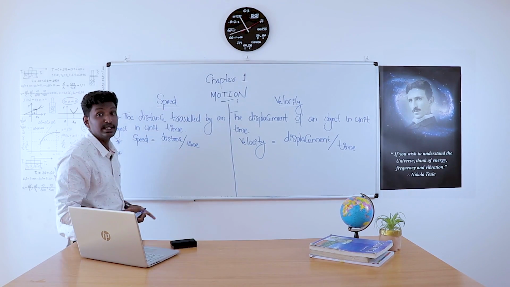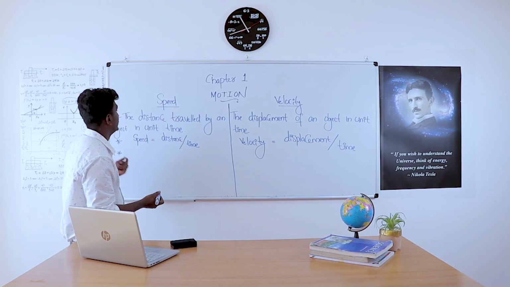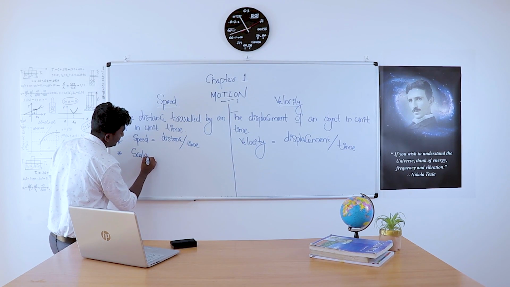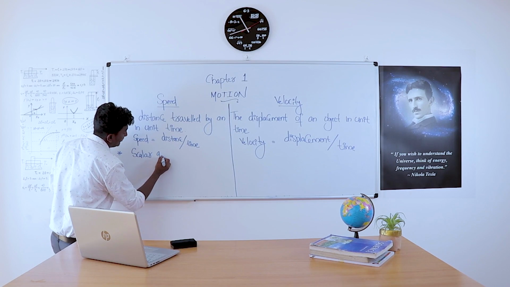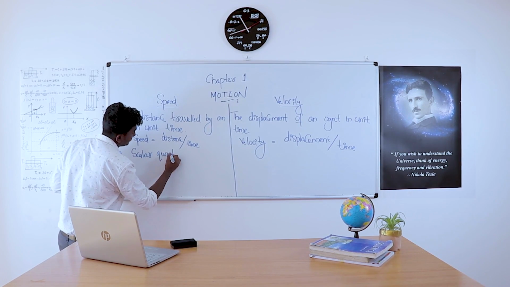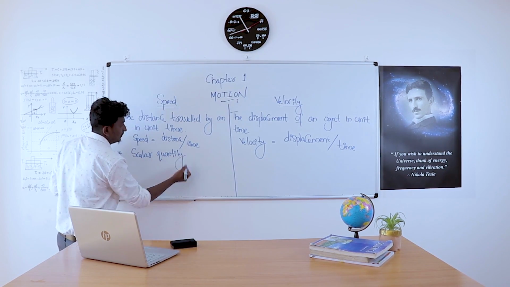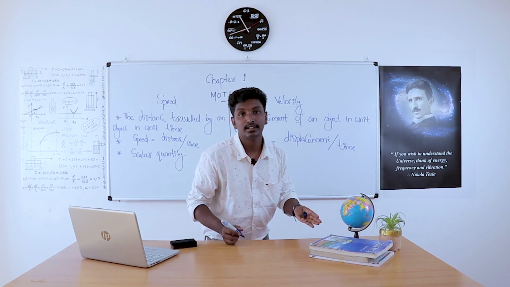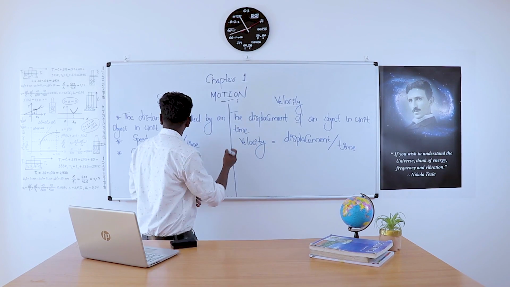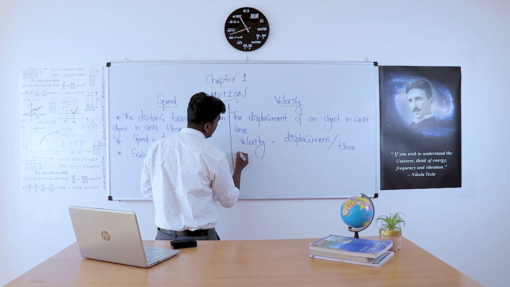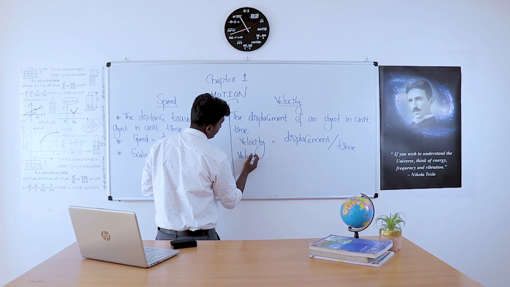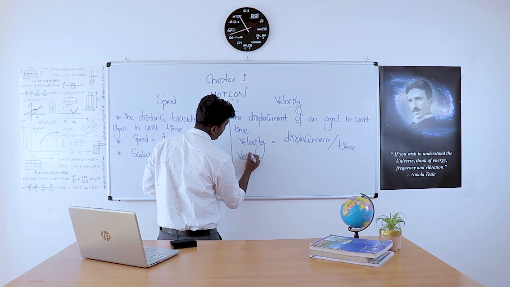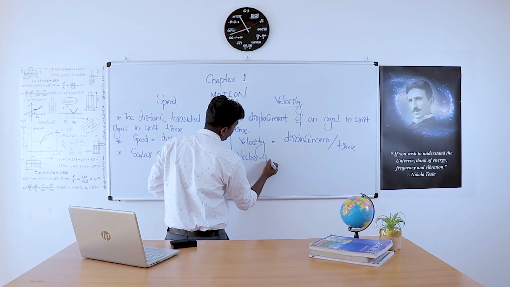We write speed as an example of a scalar quantity. Therefore, we can say that speed is a scalar quantity. Also, we write velocity as an example of a vector quantity. Therefore, velocity is a vector quantity.